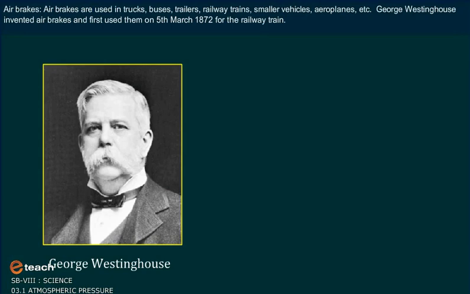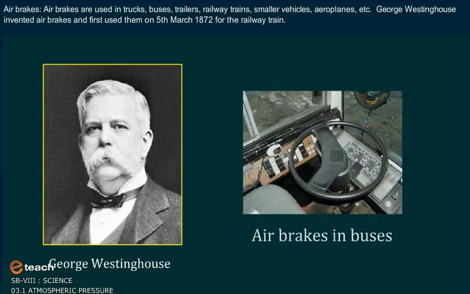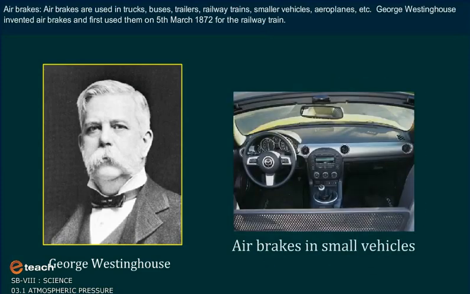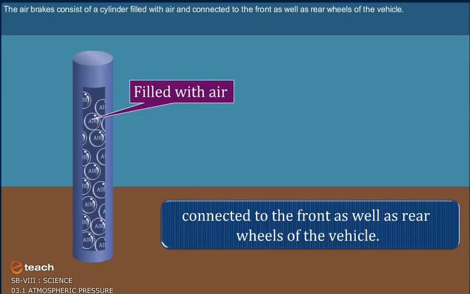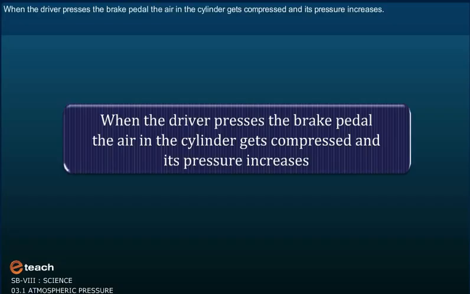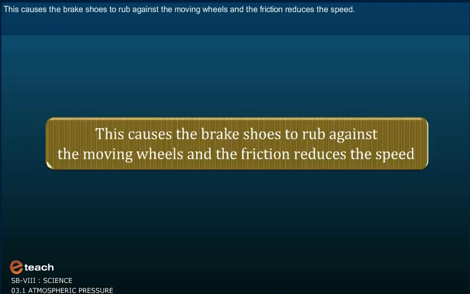Air brake. Air brakes are used in trucks, buses, trailers, railway trains, smaller vehicles, aeroplanes, etc. George Westinghouse invented air brakes and first used them on 5th of March 1872 for the railway train. The air brakes consist of a cylinder filled with air and connected to the front as well as rear wheels of the vehicle. When the driver presses the brake pedal, the air in the cylinder gets compressed and its pressure increases. This causes the brake shoes to rub against the moving wheels and the friction reduces the speed.